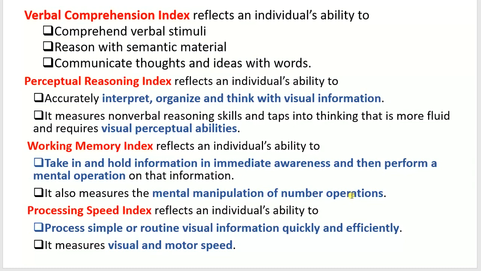Processing speed similarly reflects an individual's ability to process simple or routine visual information, but quickly and efficiently. So here the items are not very tough, but that requires quick and rapid information processing, and at the same time without compromising the accuracy. Basically, it measures the visual motor coordination and visual motor speed.